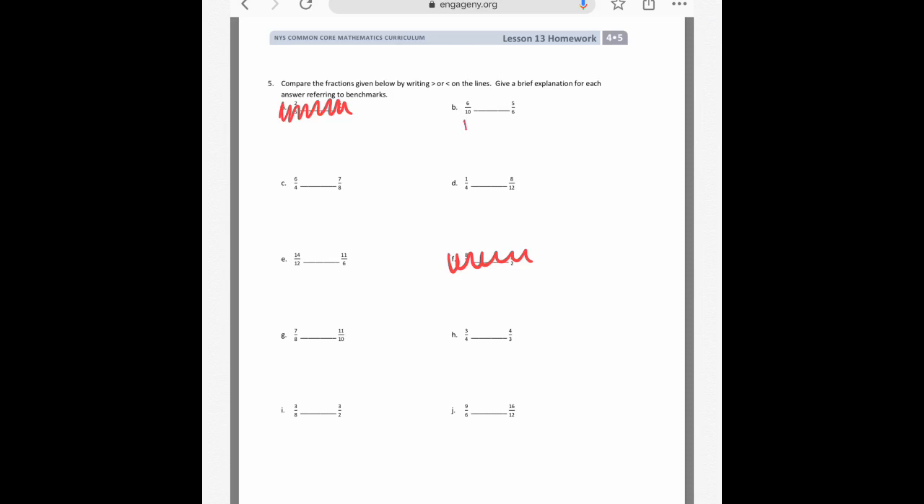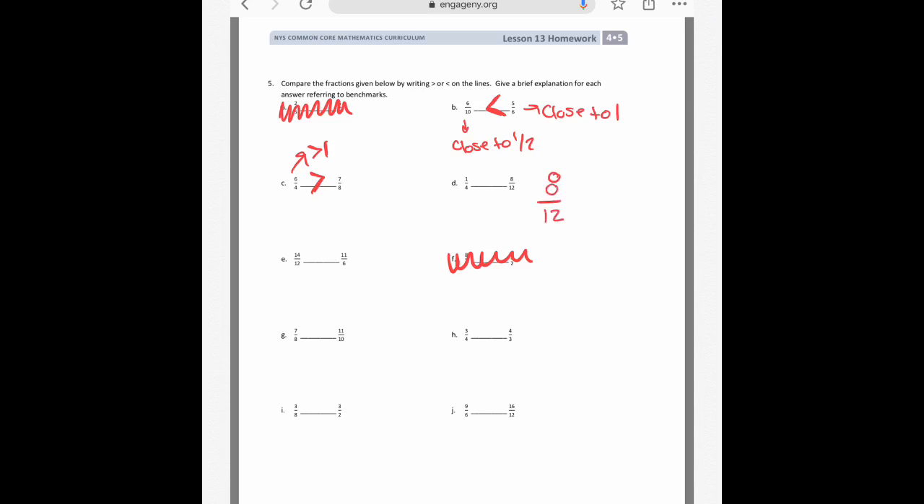Okay, on page 2, you're going to cross out A and F. And then let's look at B. It says 6 tenths compared to 5/6. Now 6 tenths is really close to a half because 5 tenths is half. And 5/6 is really close to 1 because it's only 1/6 away. So 1 is bigger than a half, so we're going to assume that 5/6 is greater than 6 tenths. Here we have 6/4, which is bigger than 1 because 4/4 is 1. 7/8 is less than 1, so now we know that 6/4 is greater than 7/8.